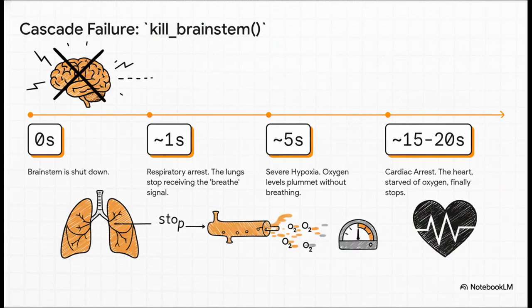So when we run the kill brainstem command, the effect is immediate. Bang. Within a single second, the lungs just stop. 5 seconds later, oxygen levels are plummeting. And in just 15 to 20 seconds of simulation time, the heart, completely starved of oxygen, goes into cardiac arrest. The whole system just fails.